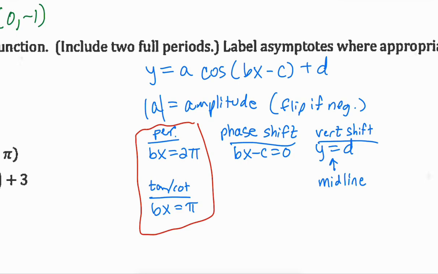Now, again, that works for everything. Watch the period. That's the only one that there's a difference for the tangent and cotangent. You set the BX equal to pi. Everybody else is 2 pi.